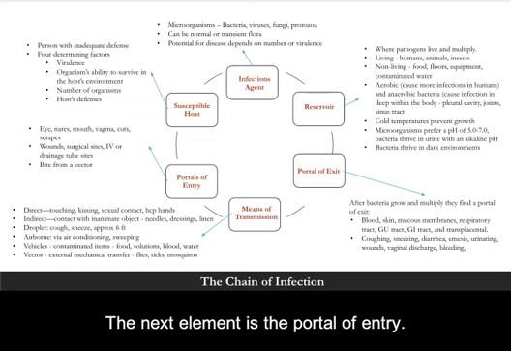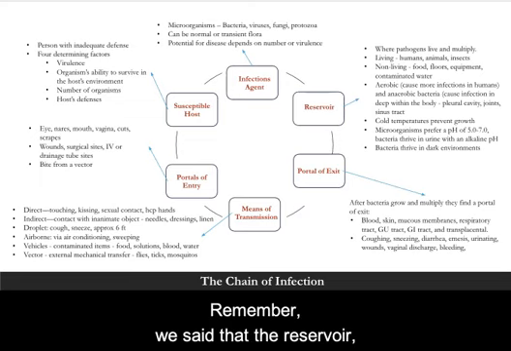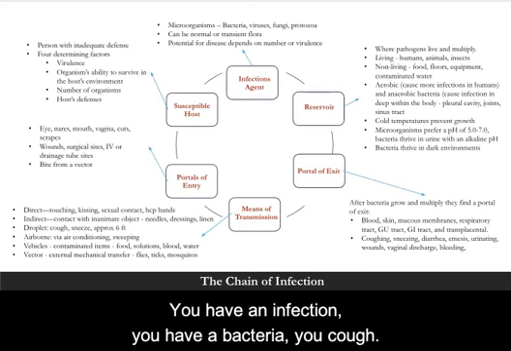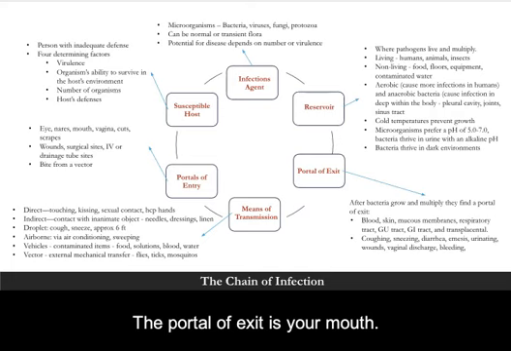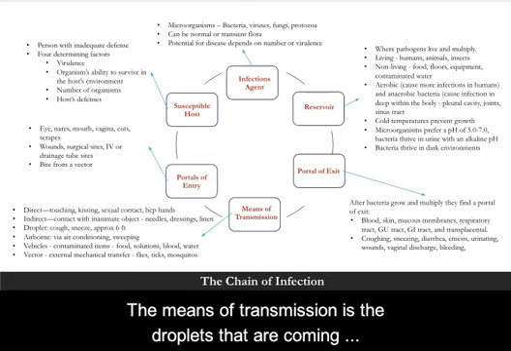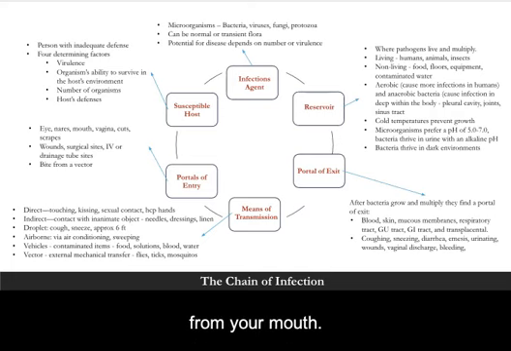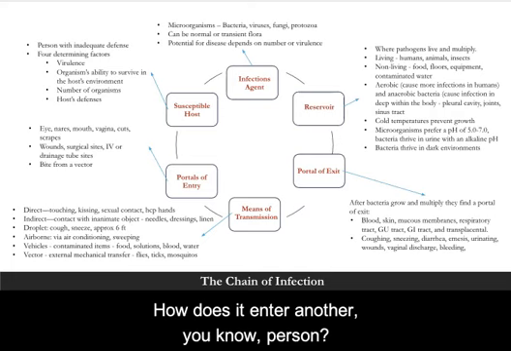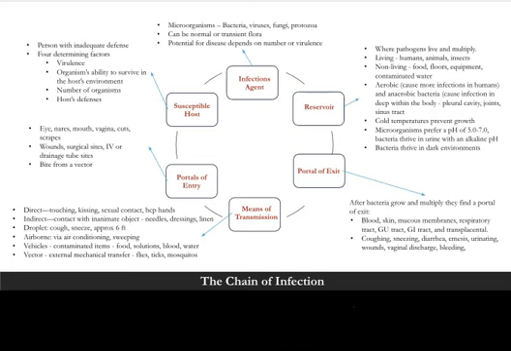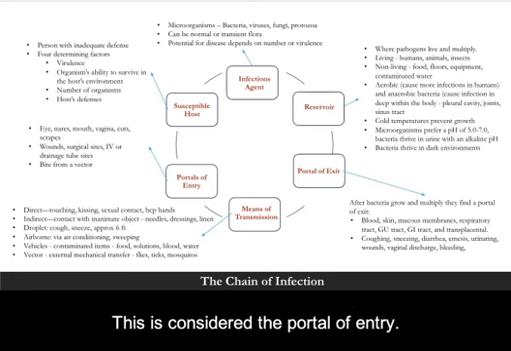The next element is the portal of entry. Remember we said that the reservoir, for example, you're the reservoir, you have an infection, you have a bacteria, you cough, the portal of exit is your mouth. The means of transmission is the droplets that are coming from your mouth. Then we have the portals of entry. How does it enter another person? This is considered the portal of entry.